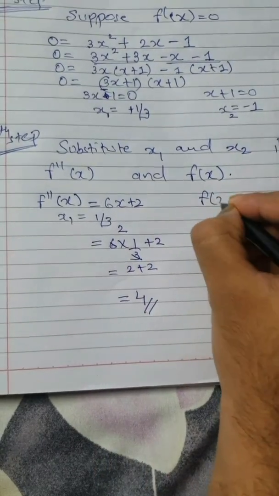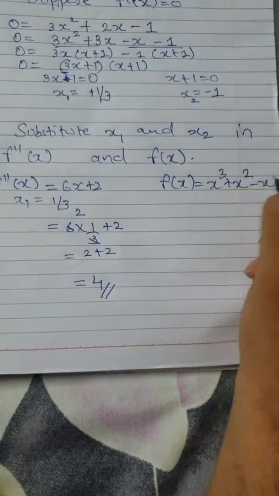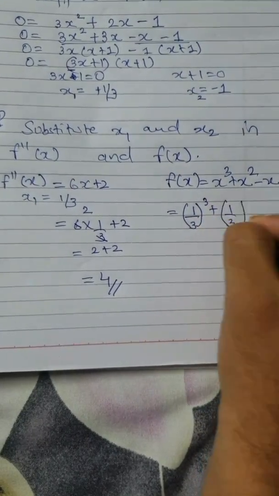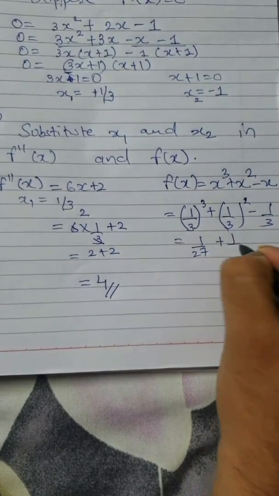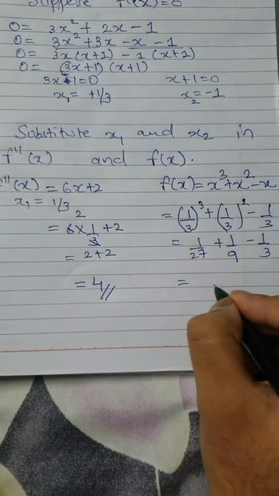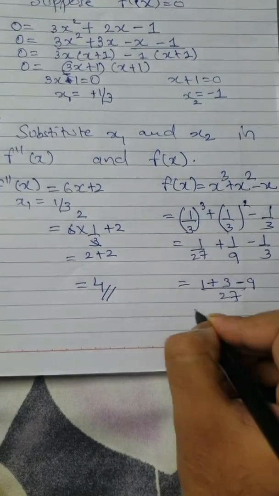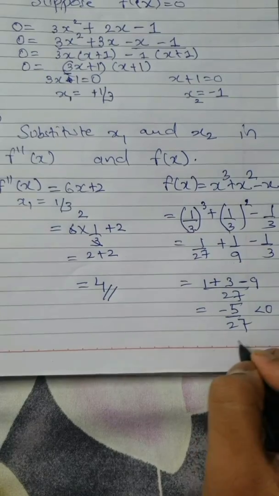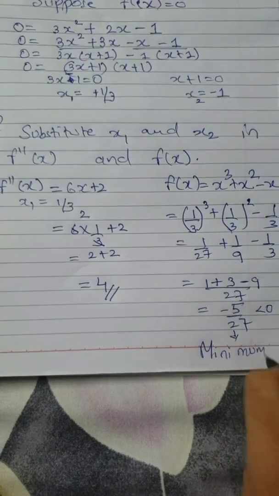Again we will use the same value for our main function, that is x cube plus x square minus x. Here 1 by 3 whole cube plus 1 by 3 whole square minus 1 by 3, that is 1 by 27 plus 1 by 9 minus 1 by 3. As you all know, the LCM of 3, 9 and 27 is nothing but 27. So 1 plus 3 minus 9 divided by 27, answer will be minus 5 by 27, which is less than 0, and we have obtained the minimum value. This is nothing but your minimum value.